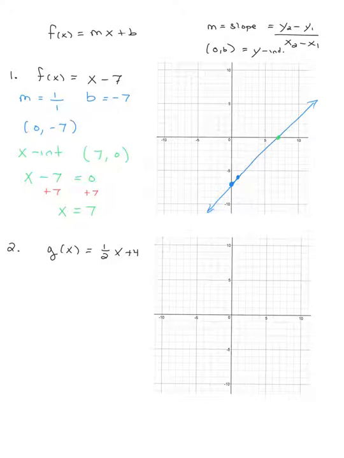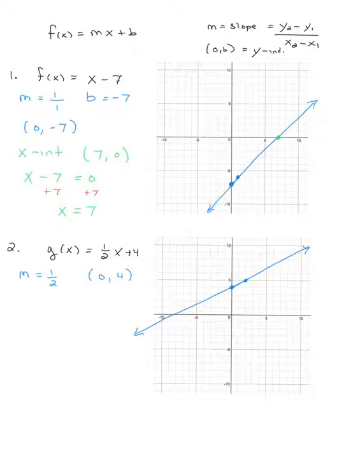For question 2, g of x, it doesn't matter if I use the letter g instead of f, g of x is equal to 1/2 x plus 4. The slope is 1/2. And the y-intercept, b, is 4. I think I'll just put 0 comma 4 is the y-intercept. So for my graph, here's 4 on the y-axis. The slope is over 2 and up 1. And my graph is the line going between those 2 points. And I'll just check it on my calculator. Okay, that looks good. All right, great.